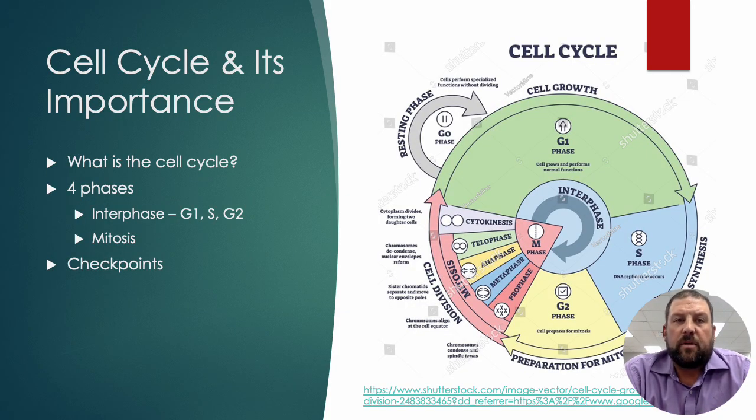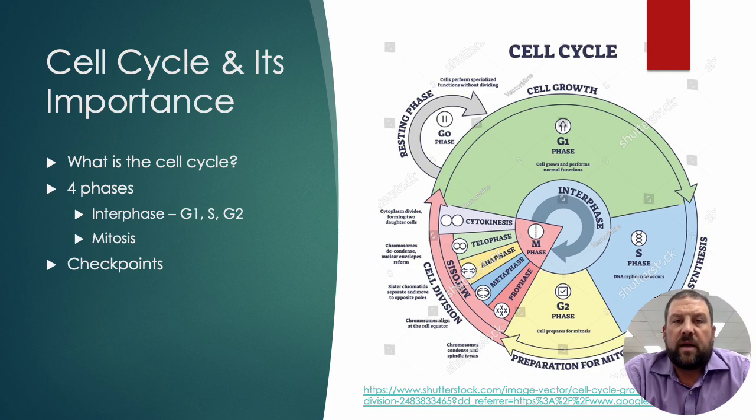Today, we'll be talking about the cell cycle, which is the process cells go through to grow, prepare for division, and create new cells. The cell cycle is essential for development, tissue repair, and replacing old or damaged cells. Without it, our bodies could not grow or heal properly.